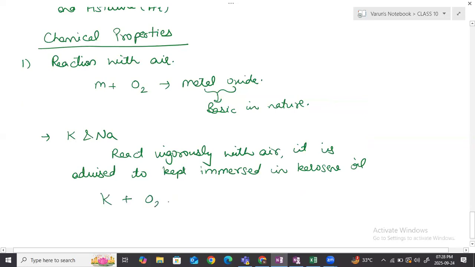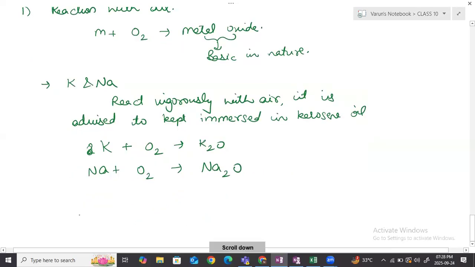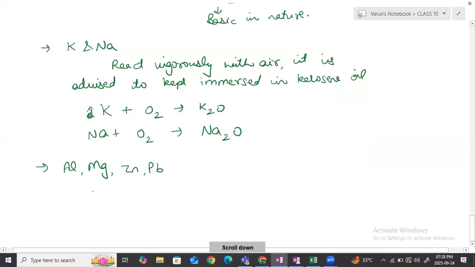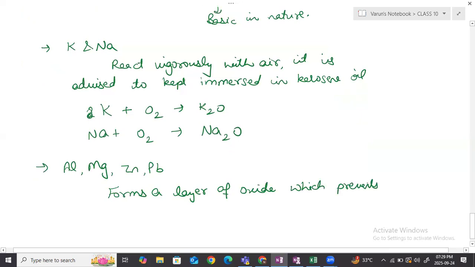When potassium reacts with oxygen, it will form K2O, and when sodium reacts with oxygen, it will form Na2O. Is it clear? Next elements we have aluminium, magnesium, zinc and lead. These react with air but not vigorously. This forms a layer of oxide. Sodium reacting with oxygen, is it balanced? No, balancing you have to do.